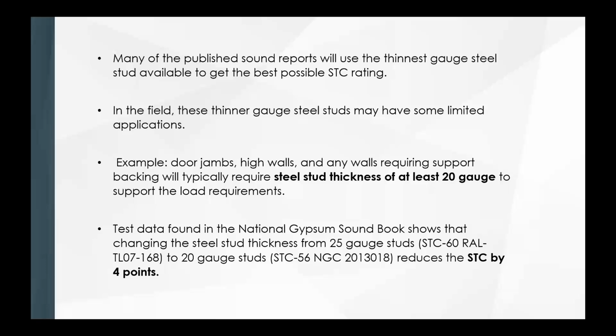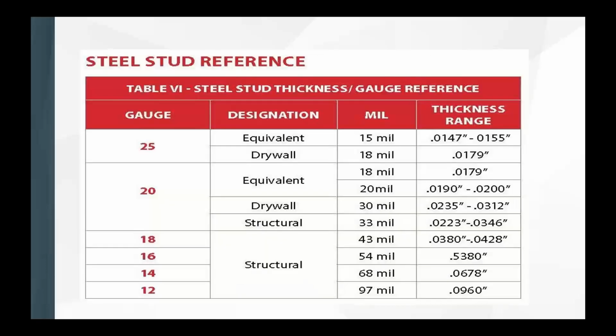All right, data from the National Gypsum Soundbook showed that changing the steel thickness from 25 gauge to 20 gauge, same spacing, just changing the gauge thickness, will reduce the STC by 4 points. That's important to know. Okay, so I was just saying about that sweet spot right here. Here you've got 20 gauge equivalent, that's your EQ stud. Notice it's generally 18 mil.